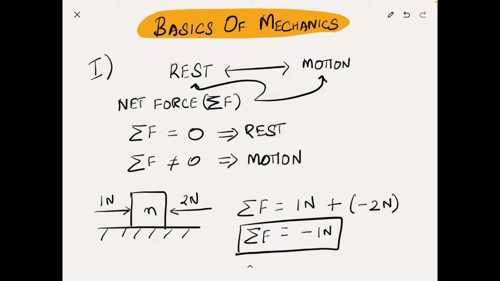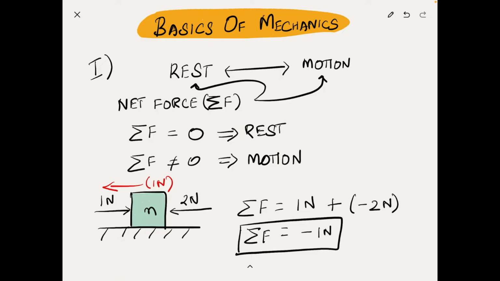Now the negative sign will define the direction of the movement of the body, and 1 Newton will be the overall force acting on the body. So typically this body will be moving in this direction, and the force that is causing this movement would be 1 Newton acting from right to left. So this is essentially the first Newton's law.